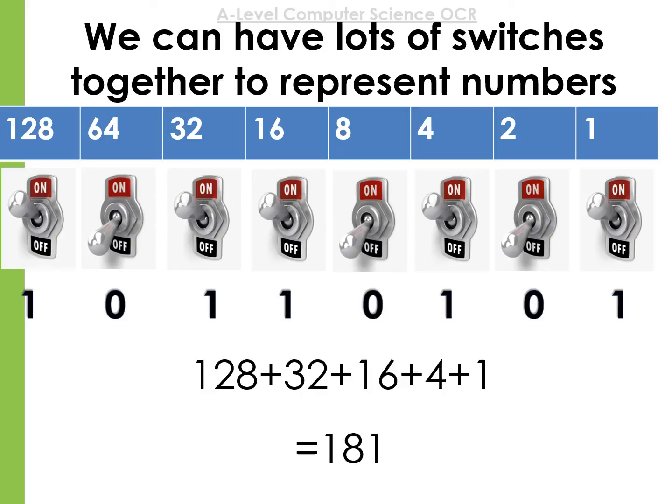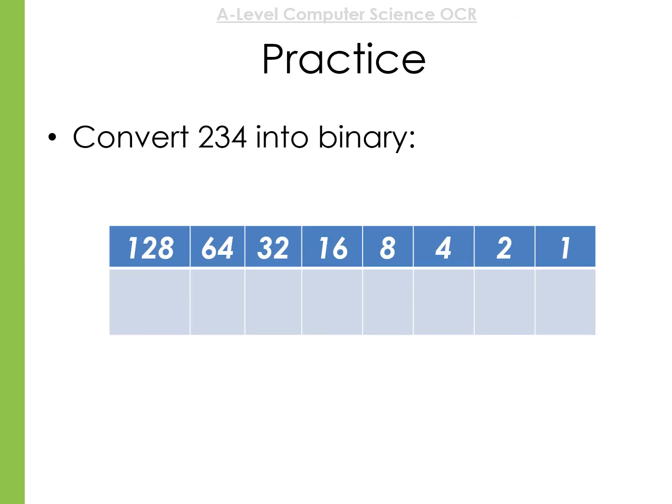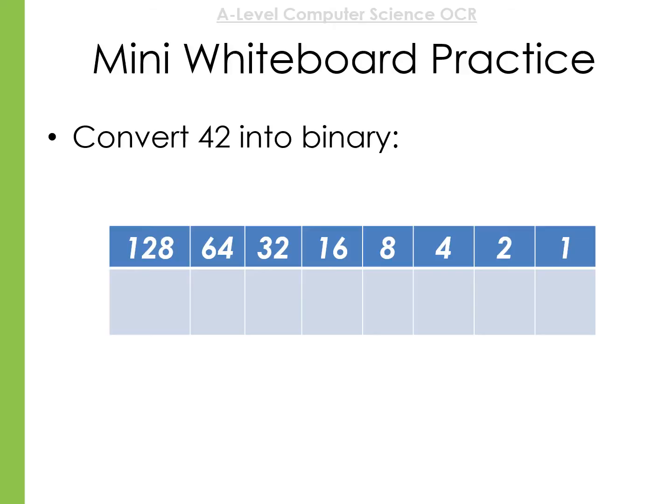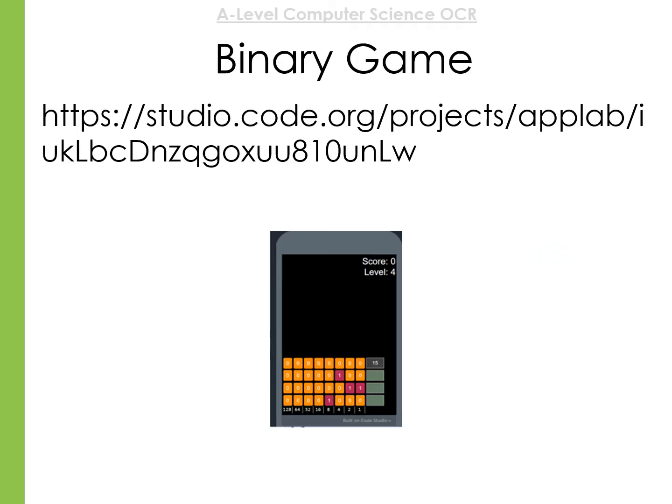Now remember, we have a series of switches to represent ons and offs. 1 is on and 0 is off. So this number here would be 181: 128 plus 32 plus 16 plus 4 plus 1. And it's important in the exam that you show your working out. And now I want you to try this task. Convert 234 into binary. The next one I want you to practice is converting 175 into binary. Use the following link to practice binary.